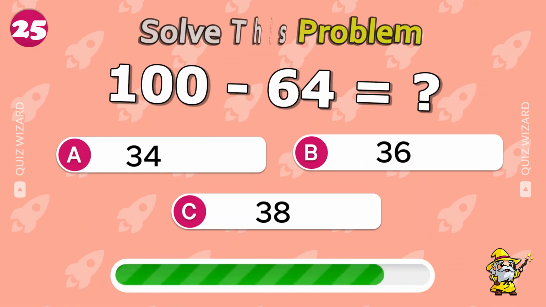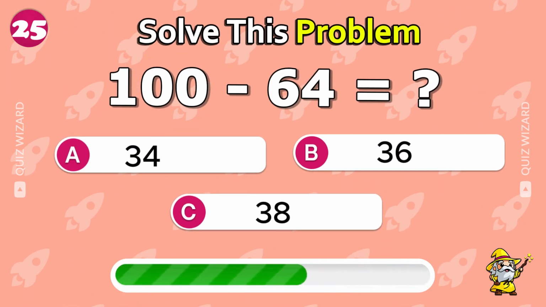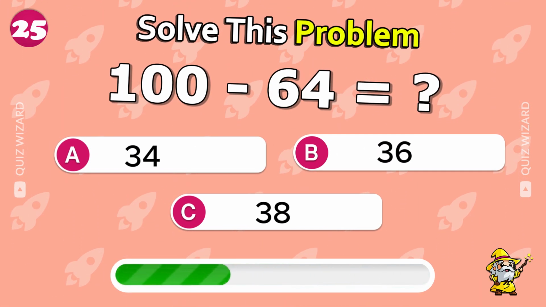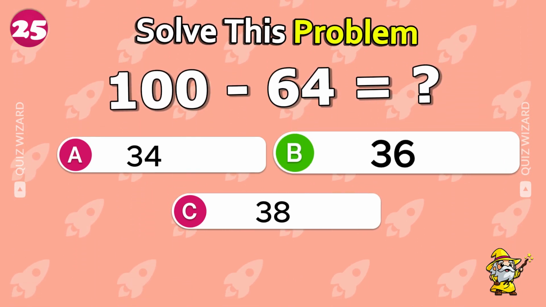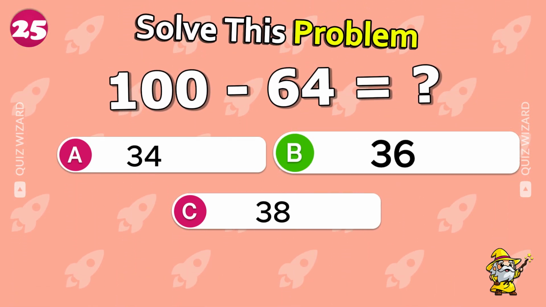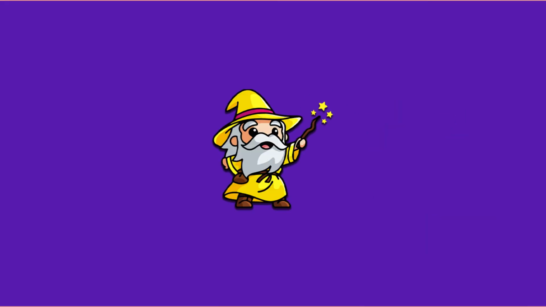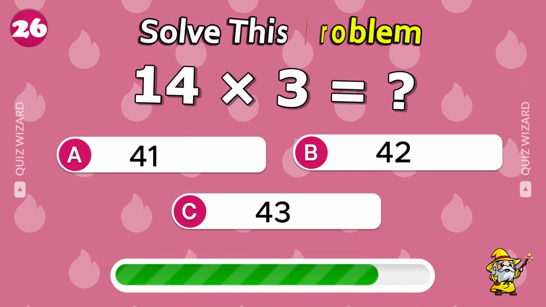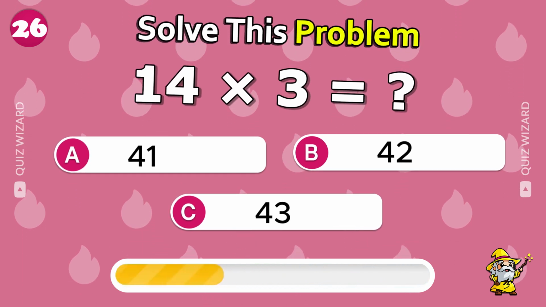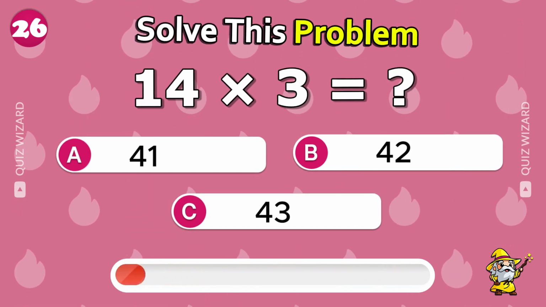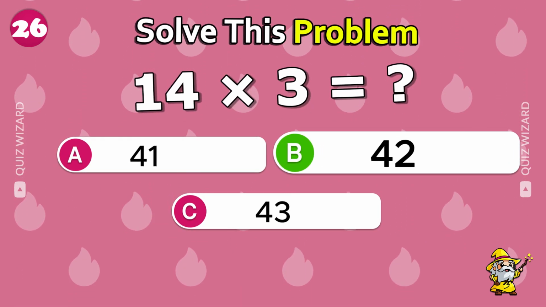What is the result of 100 minus 64? 34, 36, 38. Answer is 36. How much is 14 times 3? 41, 42, 43. Answer is 42.